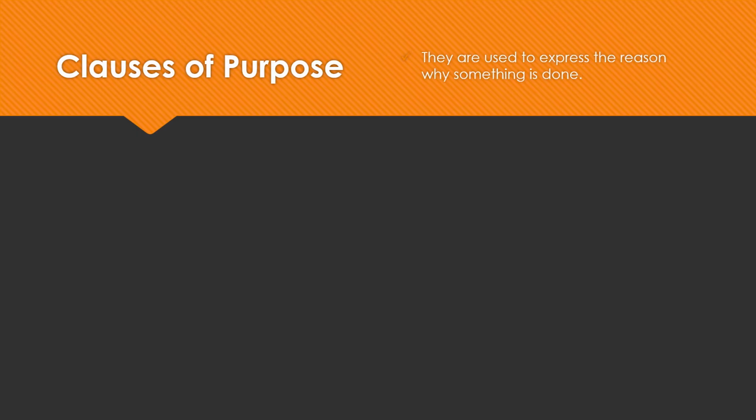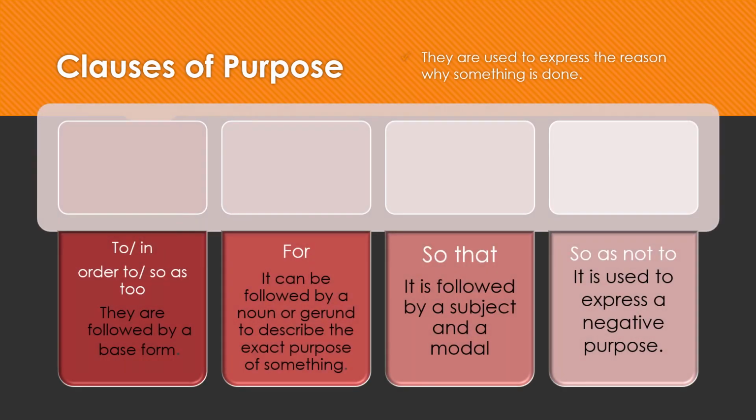The second kind of clauses is clauses of purpose. They are used to express the reason why something is done. So we have words or phrases like to, in order to, or so as to. They are followed by a base form, always by a base form, in order to express reason. For can be followed by a noun or gerund, and it describes the exact purpose of something. The phrase so that is followed by a subject and a modal auxiliary, and so as not to is used to express negative purpose.